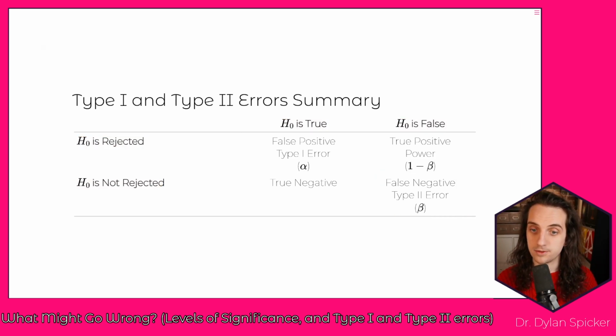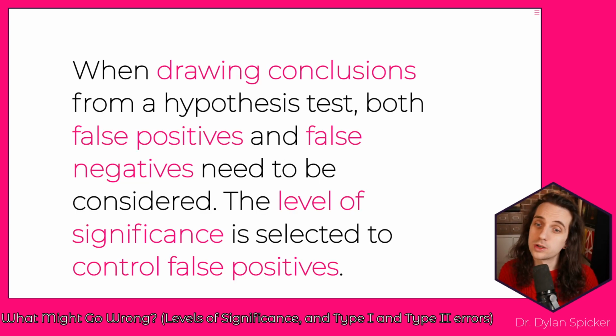Right, and so then this table right here gives us sort of the types of conclusions that we can draw and how these are balanced out. Remember that as we decrease alpha, we're going to typically have to increase beta and vice versa. And so there's going to be always this balancing within sort of the outcomes on this table here. So whenever we're drawing conclusions from a hypothesis test, both false positives and false negatives need to be considered. The level of significance is then selected to control the rates of false positives.